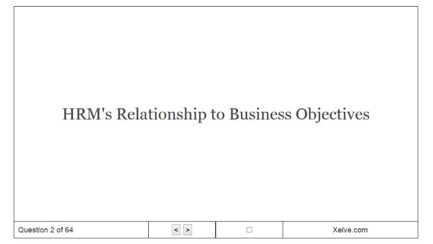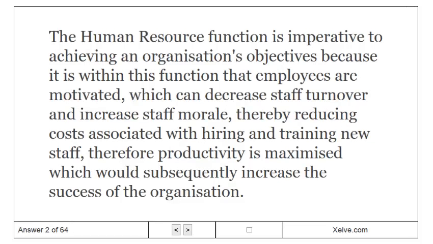HRM's relationship to business objectives. The human resource function is imperative to achieving an organization's objectives because it is within this function that employees are motivated, which can decrease staff turnover and increase staff morale, thereby reducing costs associated with hiring and training new staff. Therefore, productivity is maximized, which would subsequently increase the success of the organization.